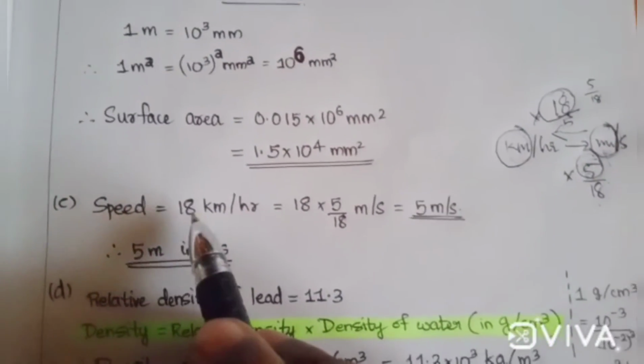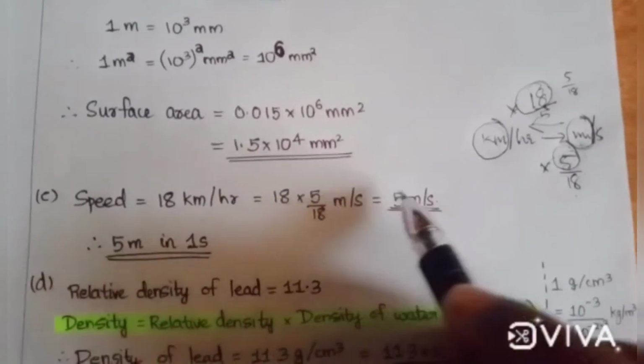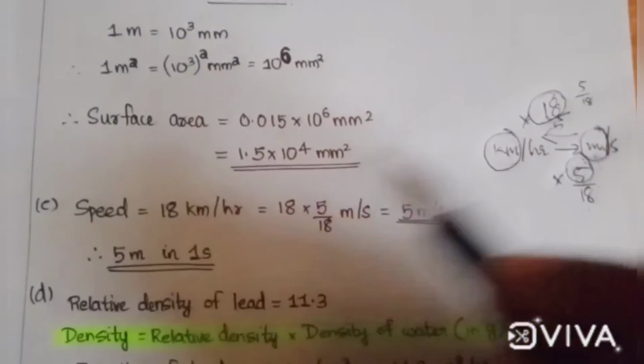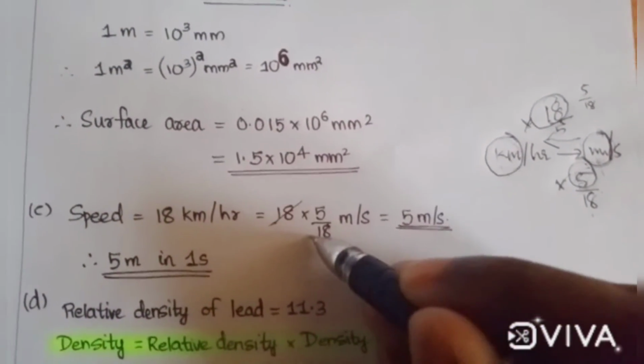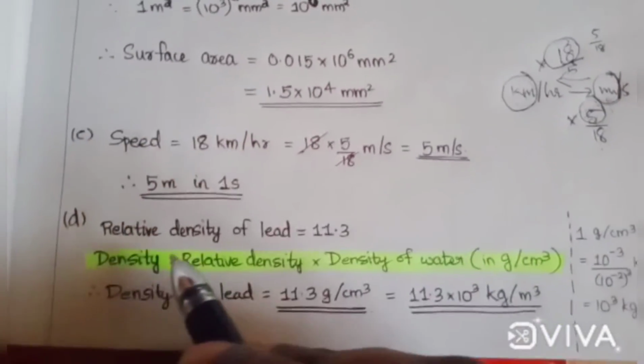Using this method, 18 km per hour is equal to 18 into 5 by 18 meter per second, which is equal to 5 meter per second. Cancelling 18 and 18. Therefore, 5 meter in 1 second.